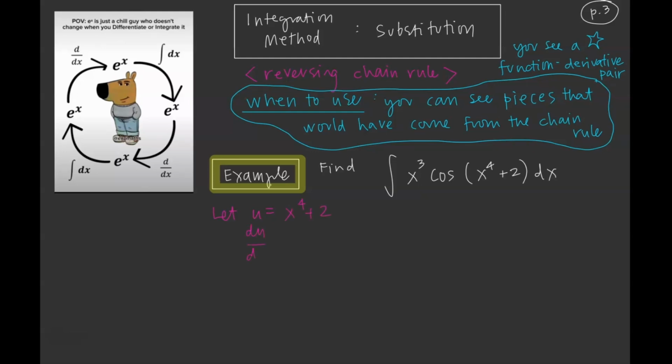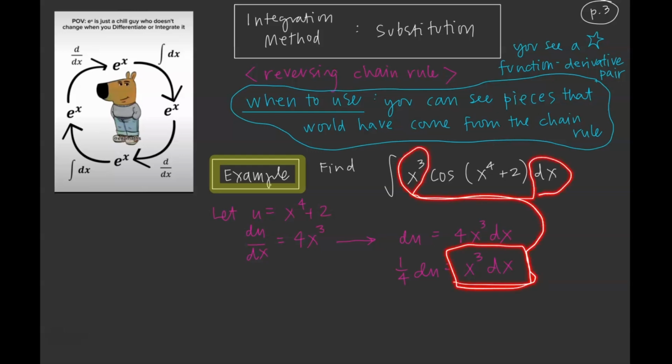Then just taking the derivative of that, I know that du dx is 4x cubed, right? Okay, this is good because I'm just going to let this be u. I have an x cubed, and I'm going to do a little bit of manipulating here. So I'm going to say du is 4x cubed dx. And then I'm actually going to divide both sides by 4. So 1/4 of du is x cubed dx. And the reason I move things around is because those are pieces in the integral I was given.